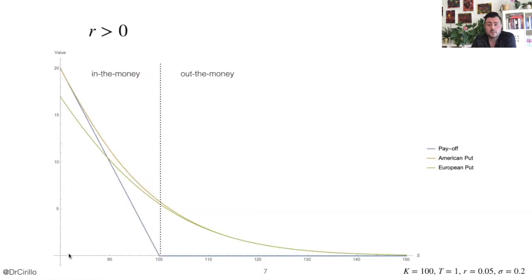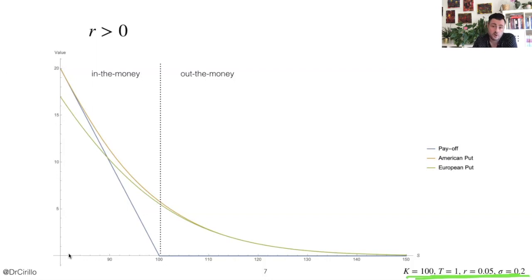Now, in reality, we can also say something more. The graph that you see on your screen is a graph that I created using Mathematica, taking these parameters that you see below for our computation. So a strike price of 100, a maturity of 1 year, a risk-free rate, very realistic, of 5%, and a volatility of 20%, okay? Now, these are the parameters. What you see in the plot are 3 different curves.